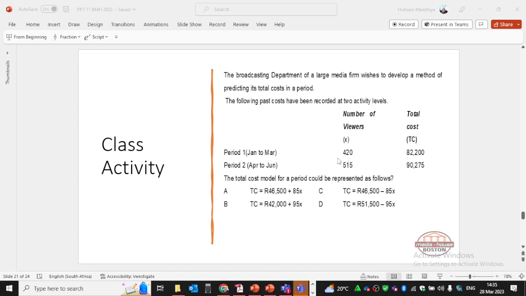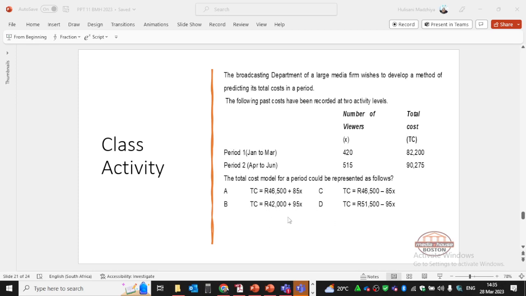So we had 420 viewers from January to March, for which the total cost was 82,200. And then in April to June, we've got 515 viewers, and the total cost was 90,275 using these two types of cost. So you're going to identify which one is the lowest activity, which one is the highest, and then you're going to draft a costing model for me that will be used to actually estimate future cost.